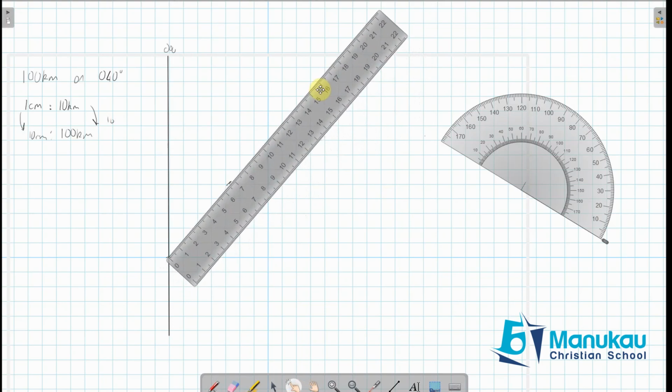I'm lining that up real carefully. Swing it around slightly. Okay, I can see that my 10 centimeter, I hope you can see it, is over here. Right, so I need to go that far. So I'm just going to very carefully rule my line until I get to 10 centimeters. That looks to be it about now. Okay, so that's my scale diagram.